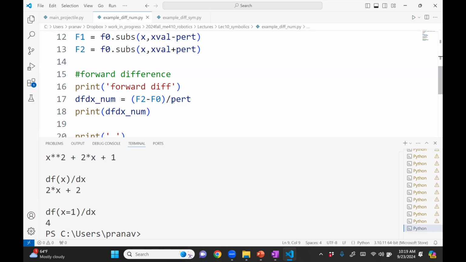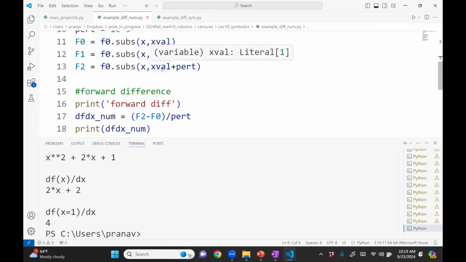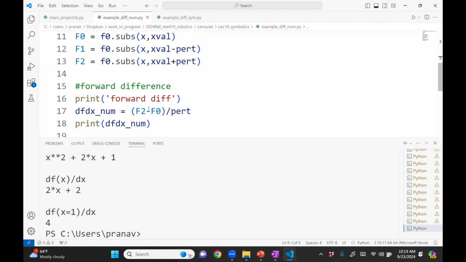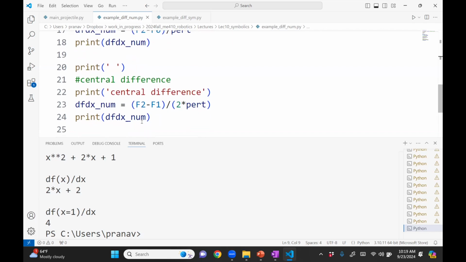So F2 minus F0 divided by perturbation, because F2 happens to be the value plus, so it's plus perturbation. If you want to do F1 instead of F2, it will be F0 minus F1. It's called backward difference. It has the same accuracy as forward difference. And then central difference is F2 minus F0 divided by 2. I actually did a mistake here. This should be twice perturbation, my bad. I should fix that in the code. I'll just fix it, but it's twice perturbation.